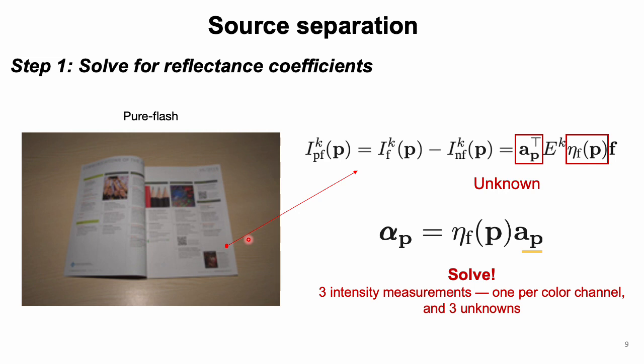Firstly, we solve for reflectance coefficients. When we look at the pixel intensity in the pure flash image, we have A_p and the shading term as unknowns. If we define a new term alpha_p, we can solve for alpha_p because we have 3 intensity measurements from each color channel and 3 unknowns.